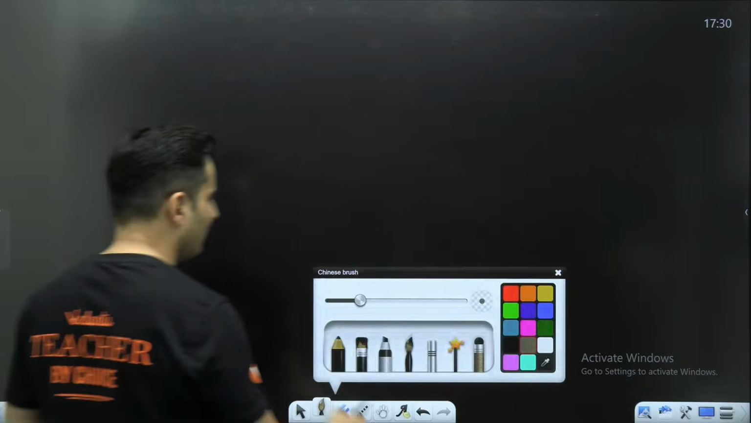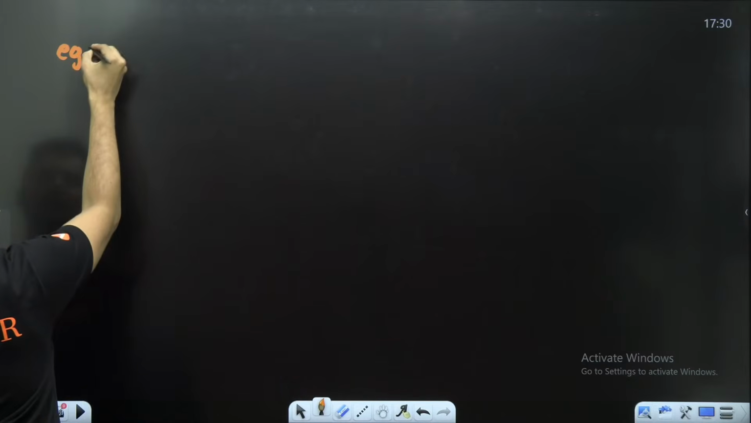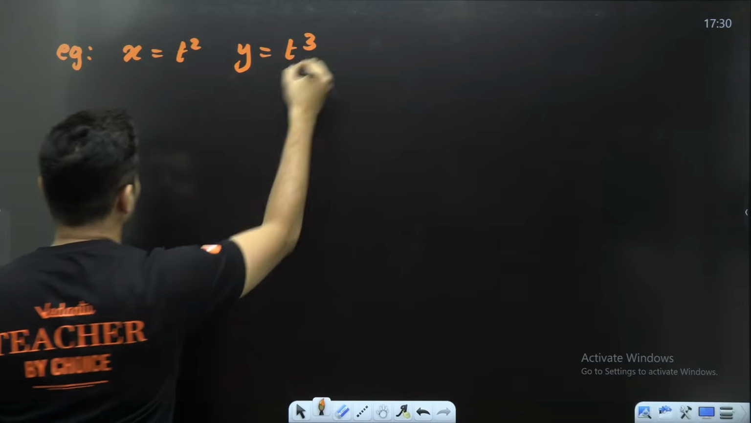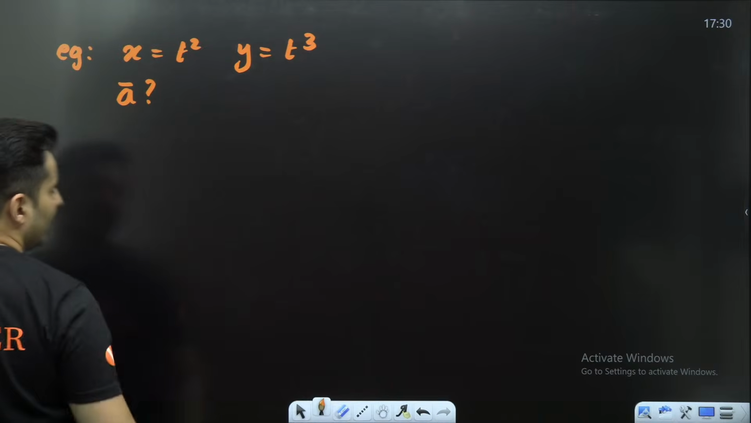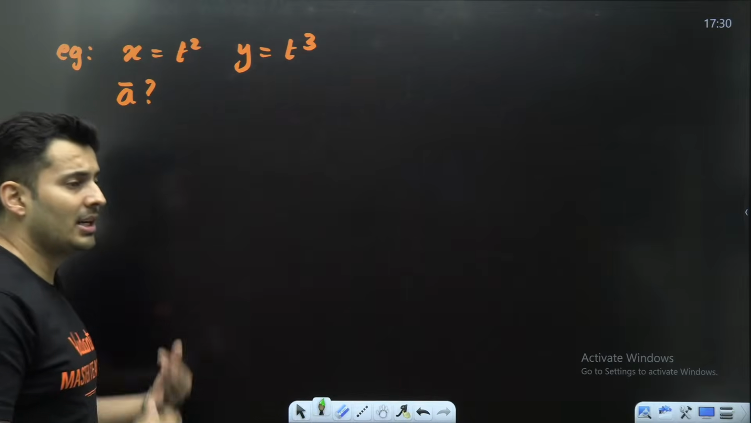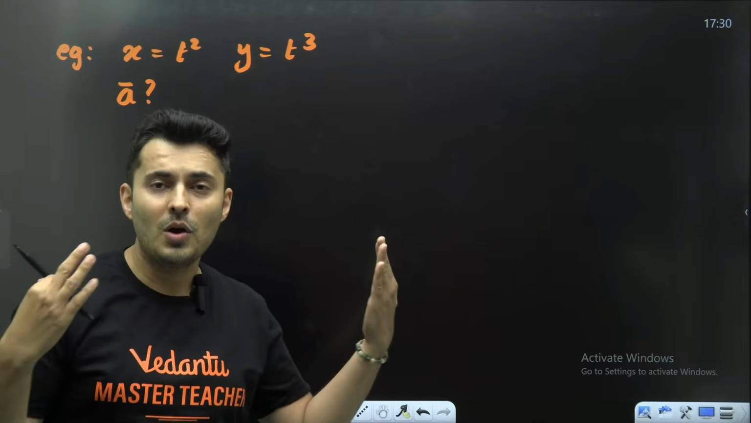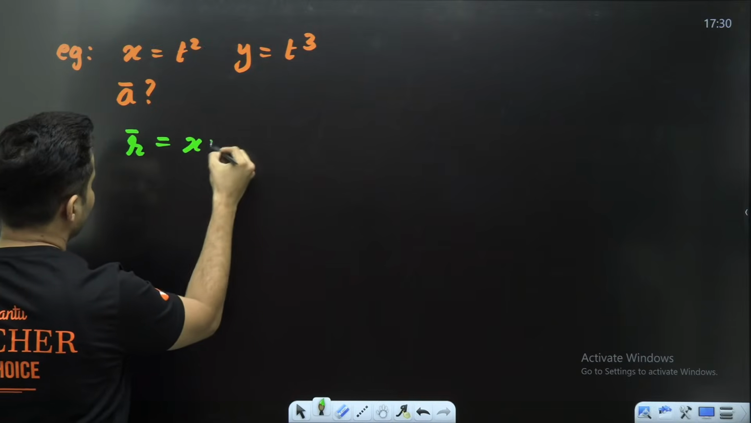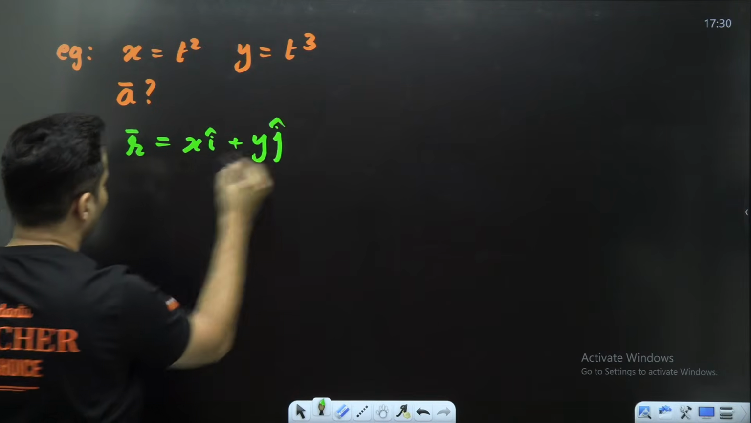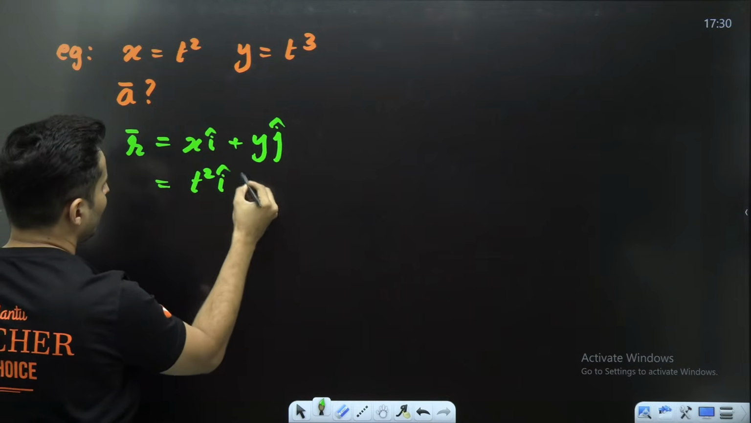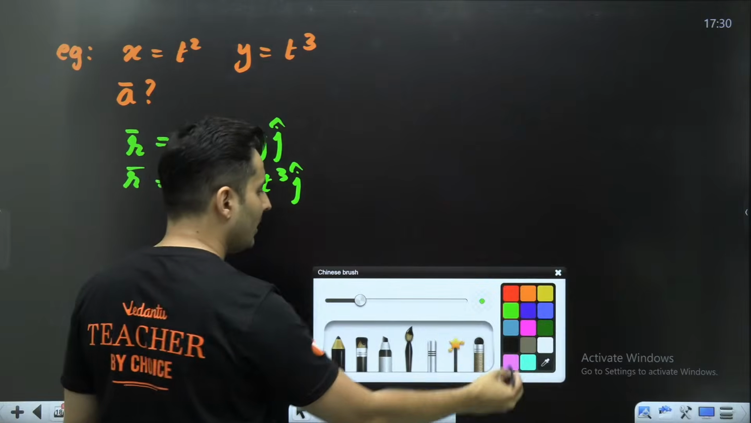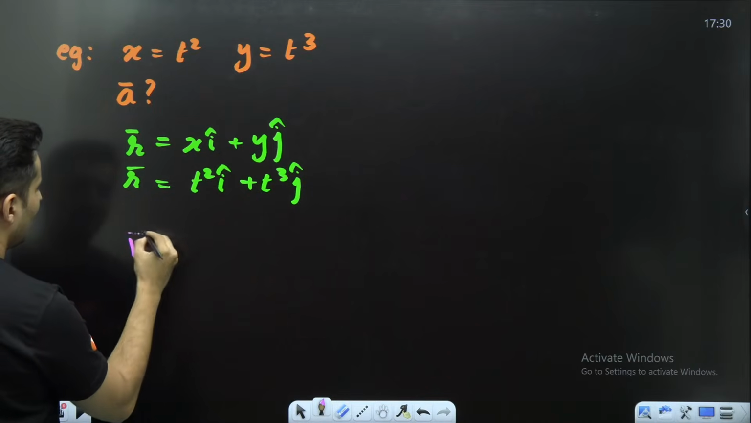As simple as that. Say for example, I tell you, x is nothing but t square and y is nothing but t cube. Can you find the acceleration of the particle? Well, let's find out. To find acceleration, I need to know velocity. To find velocity, I need to know position. Only then I can do it. So let's start with the basics. Position will be x I cap plus y j cap. What is x over here? It's t square. What is y over here? It's t cube. Okay, so that is position, but that's not what I want. I want velocity first to find acceleration.